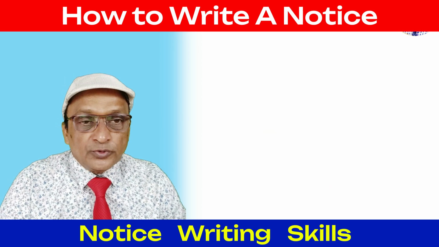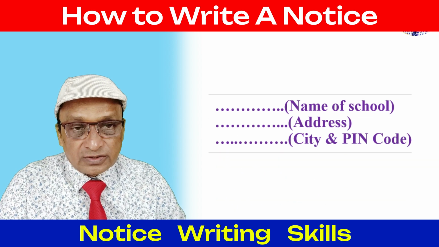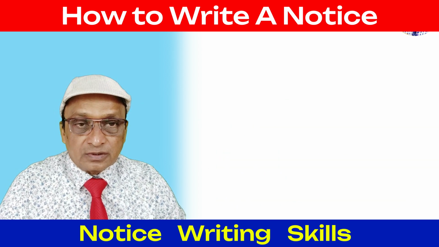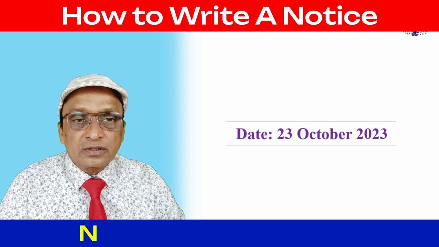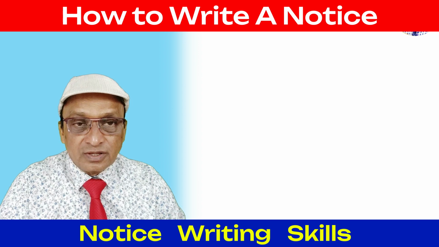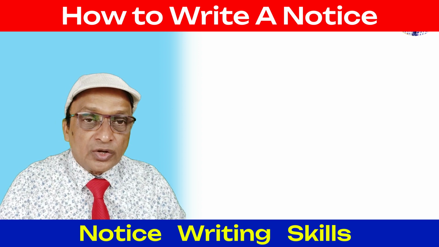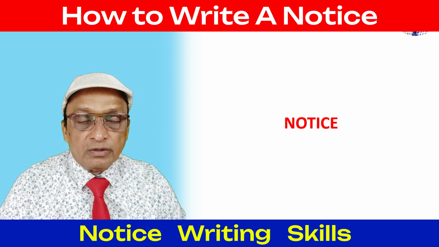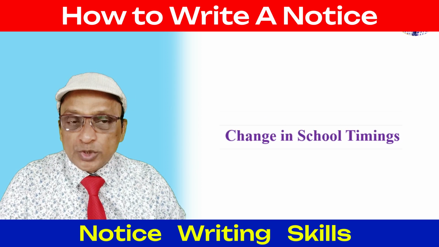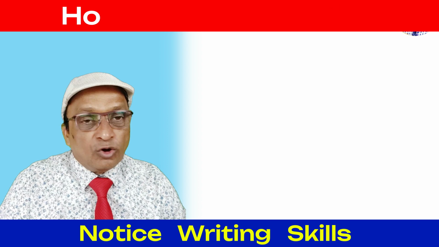In the first approach, first of all, you have to put the name of the school, address, city and pin code, center aligned. After that, with a space, you write the date. If the date is October 23rd, you write 23rd October 2023. And next is the word notice, which should be center aligned. Next, the heading line should be: change in school timings. And then the body of the notice.